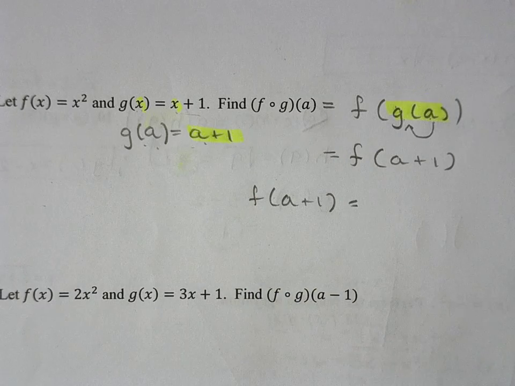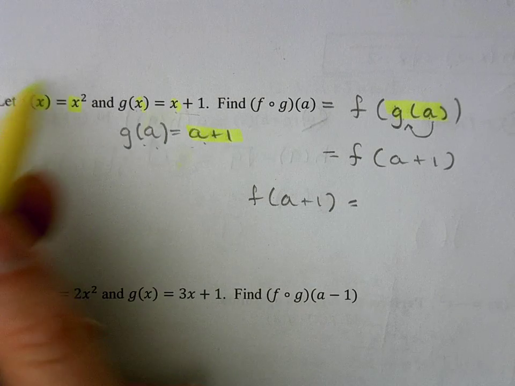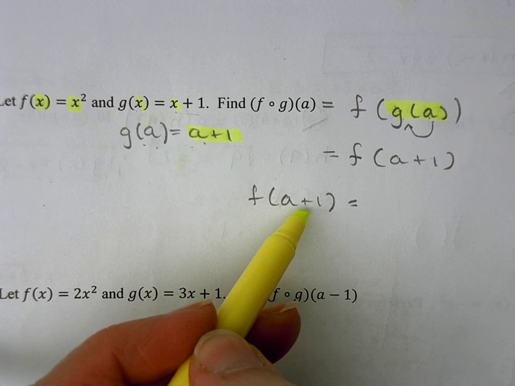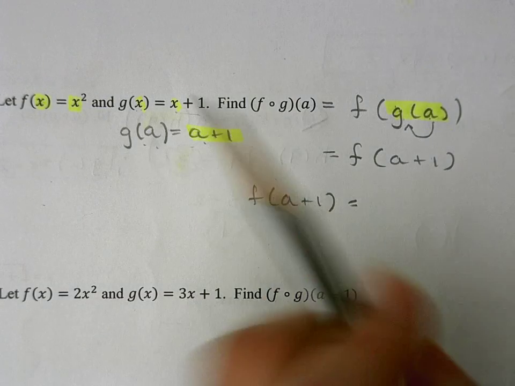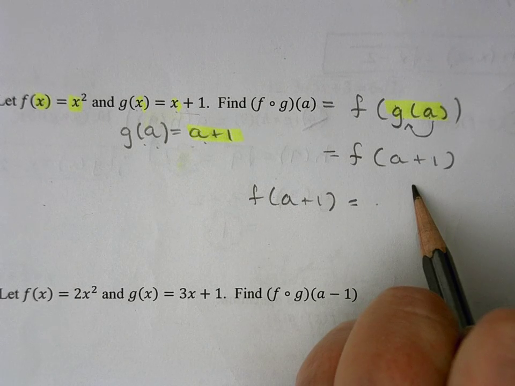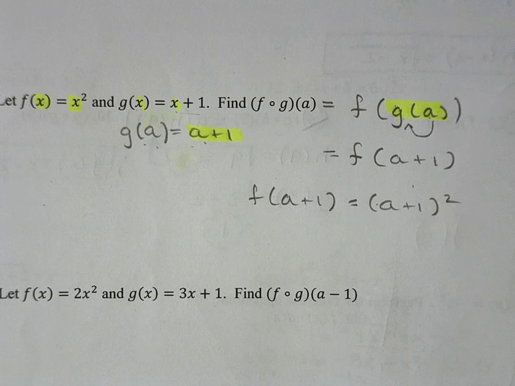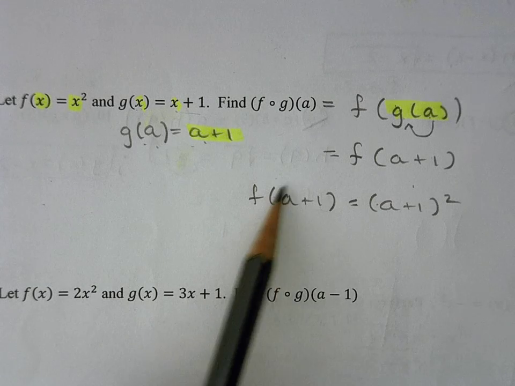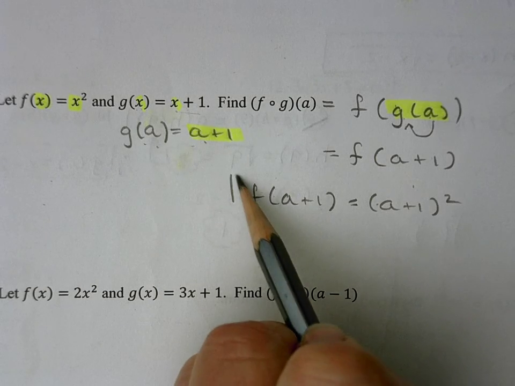So that means I'm going to replace my x on this equation here with a plus 1. So this x is replaced with a plus 1. So this x here also is going to be replaced with a plus 1. So instead of x squared, it's going to become a plus 1 squared. So I have f of something is equal to something squared. And then that's my final answer.